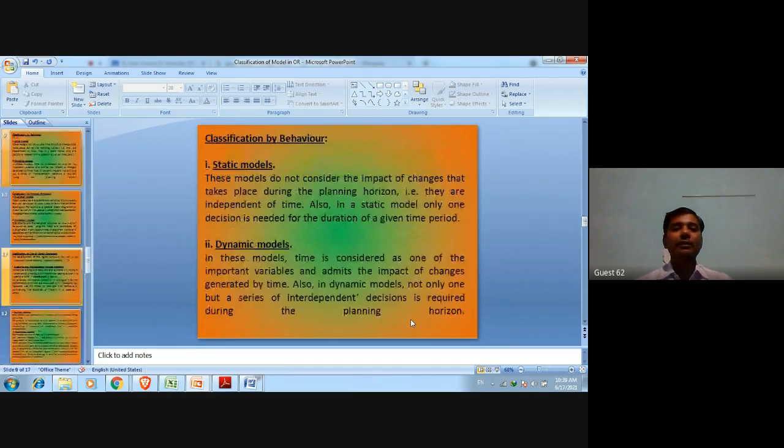The next one is classification by behavior. The first one is the static model. These models do not consider the impact of changes that take place during the planning horizon. That is, they are independent of time. Also, in a static model, only one decision is needed for the duration of a given time period. It means if you have constructed a model once for a particular time, the same model will work for that time, and there is no chance of changes according to time.